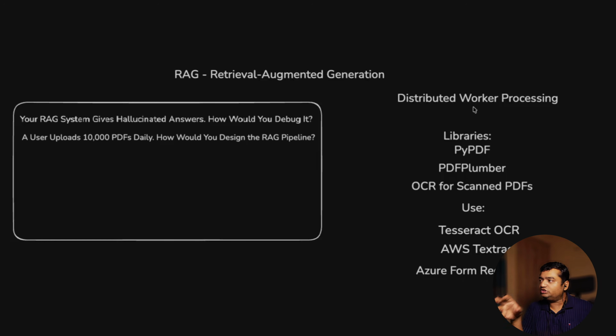Now, you need distributed worker processing. When you consume the data from the Kafka consumer, you need something to do parallel processing, and libraries to read the text out of the PDF and get the information out of it. You can use PyPDF, PDFPlumber, or an OCR scanner for the PDF. Tools like AWS Textract, or if you're using Azure, Form Recognizer: you pass the PDF, it reads the PDF and gets the text out of it. So when you've designed the architecture, this is the first thing which will get the data and start working on it.